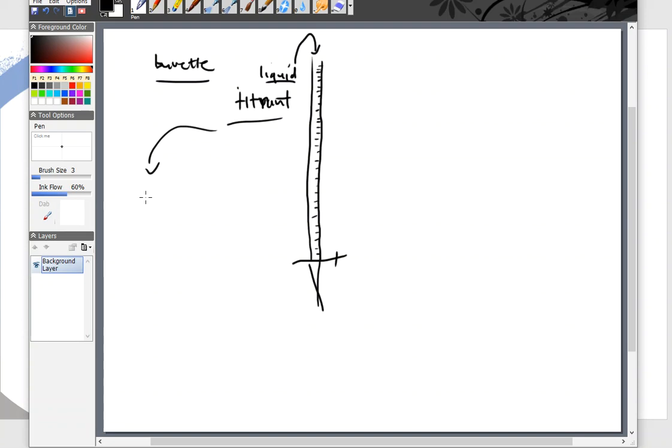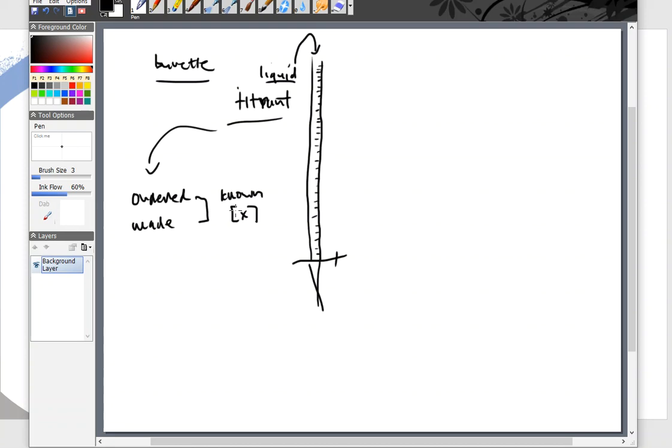A titrant is something that I have either ordered or that I have made. The reason that I say this is because it has a known concentration. We know how strong that solution is. So that's the number one key component. Whatever goes into my burette, most of the time, not all the time, most of the time, is a solution that I know the concentration of.